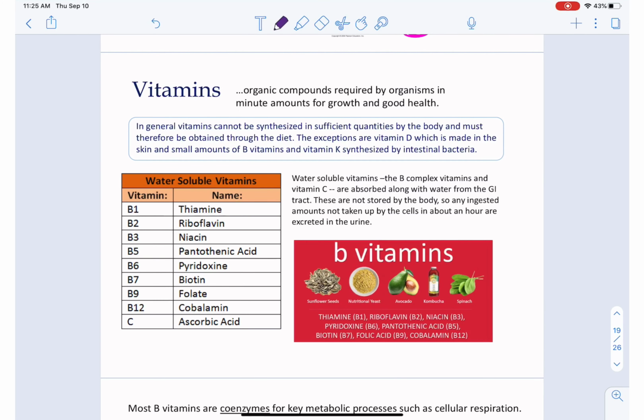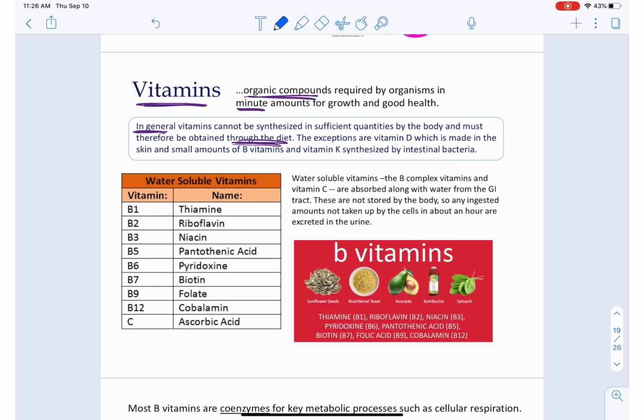Now we can move on to the micronutrients. And the first micronutrient I want to talk about are vitamins. And vitamins are organic compounds. That means they're carbon-based, required by organisms in minute amounts for overall functioning of the body. And in general, vitamins cannot be synthesized in sufficient amounts by the body. And so what that means is that we have to obtain vitamins through the diet. We can't synthesize them in sufficient quantities ourselves to do their jobs. We have to get them through the diet.